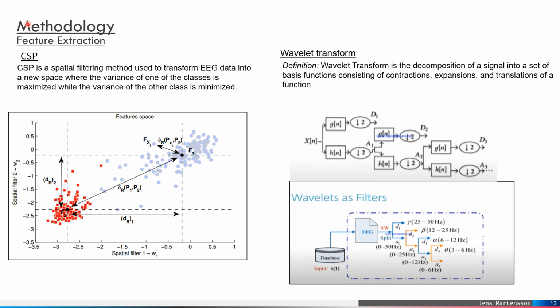Okay, so next is feature extraction. Now there are two feature extraction methods. One of them is CSP, which stands for common spatial pattern, and one more is wavelet transform. Now this common spatial pattern is a filtering method where it sends the EEG data into a new space where it's divided into one class by its maximized variance and one more by its minimized variance. Here maximized, here minimized.